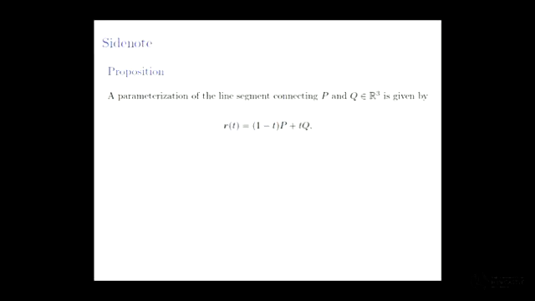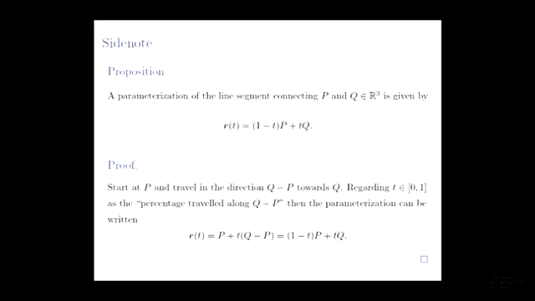So I'll show you how to work this out. You can parameterize the line segment connecting P and Q in R3 by this equation: r(t) is equal to (1 minus t)P plus tQ, and t runs from 0 to 1. Proof: start at P and travel in the direction Q minus P towards Q. Q minus P is that direction. Regarding t in 0 to 1 as the percentage traveled along Q minus P, the parameterization can be written like this. So is this understandable, or should I draw a picture on the visualizer? Because this is a neat way of remembering this.